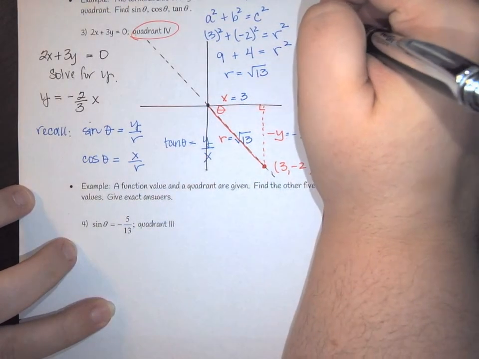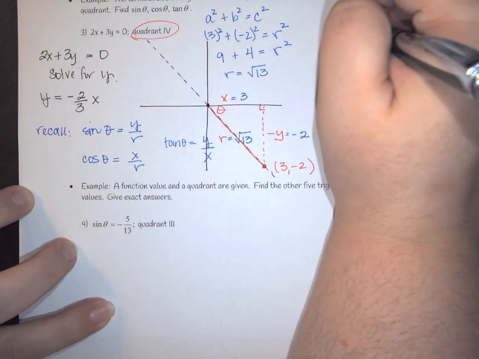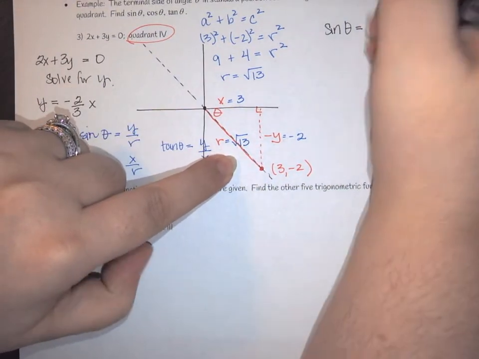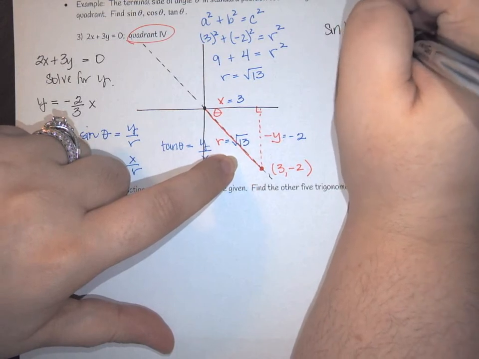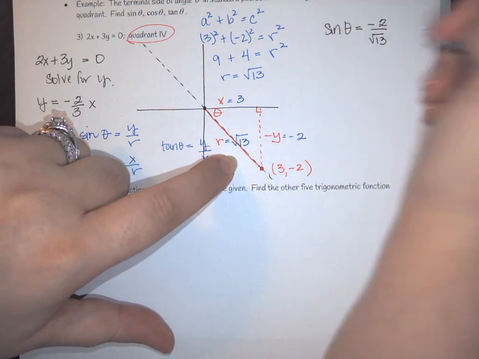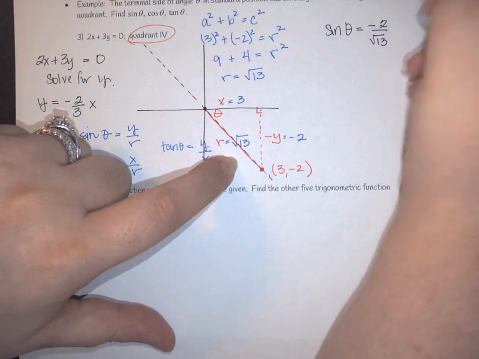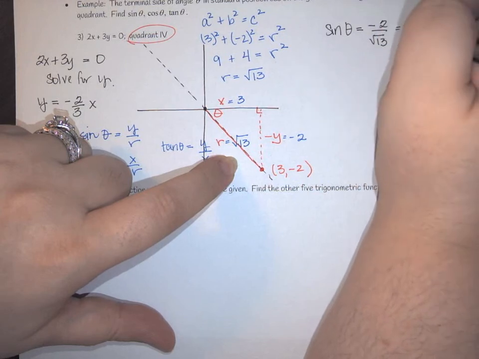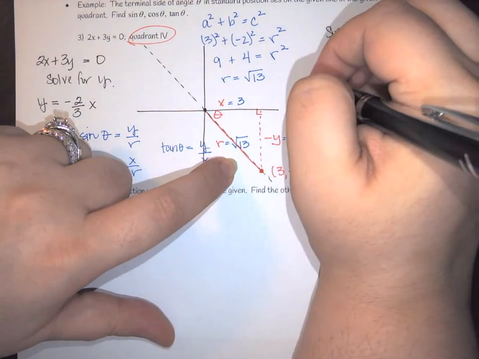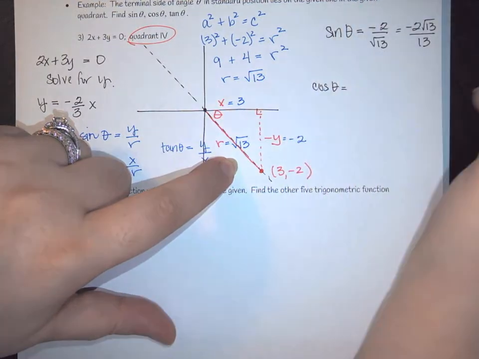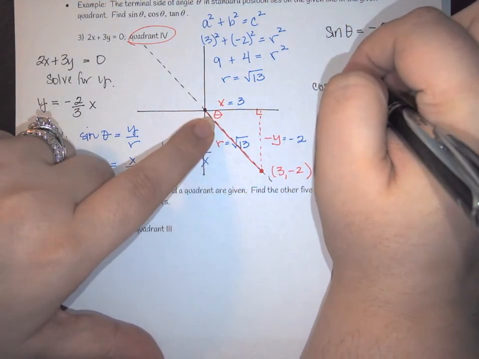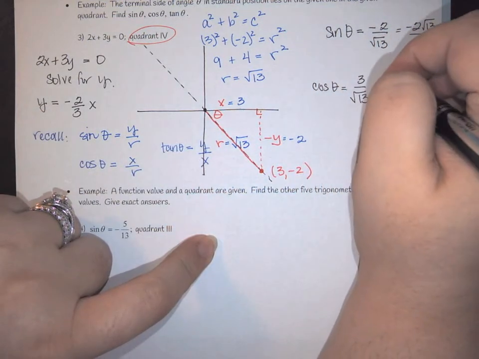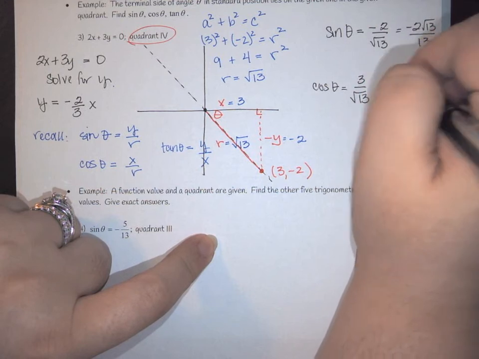So the first thing I have is sine of my angle. Sine is going to be opposite over hypotenuse. So this is going to be negative 2 over the square root of 13. And then you have to rationalize. So this ends up being negative 2 square roots of 13 all over 13. The next thing I have is cosine of my angle, which is going to be 3 over the square root of 13. And again, you need to rationalize. 3 square roots of 13 over 13.